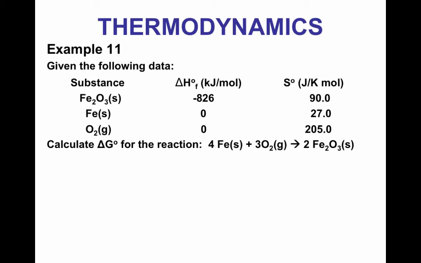So example 11 is actually an example that we already did in class. You're asked to calculate the delta G for the reaction of iron and oxygen gas forming iron 3 oxide. So what I want you guys to do, notice you're given the delta H of formation and the molar entropy.